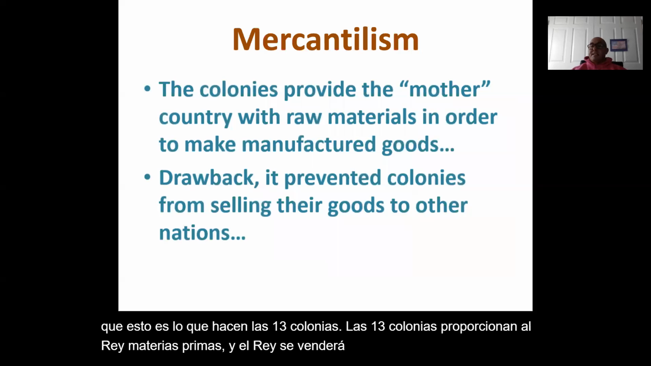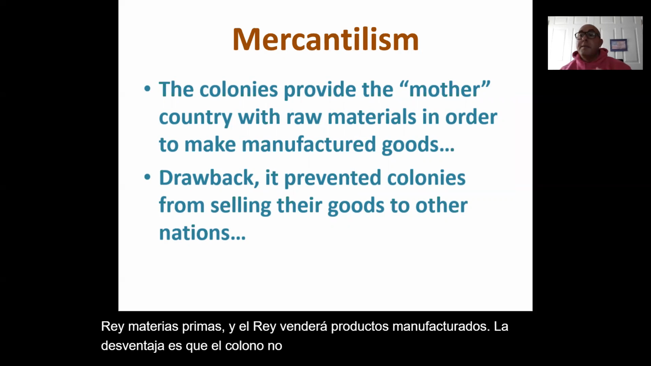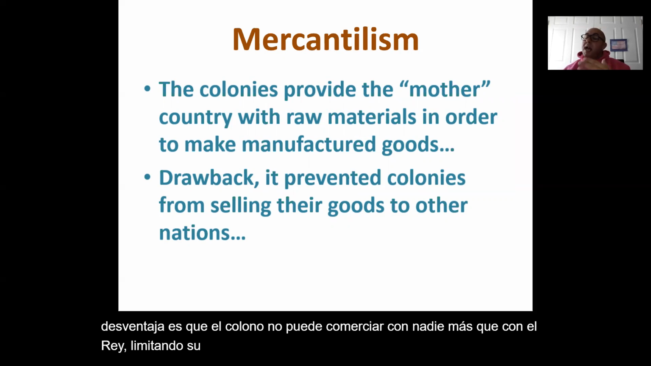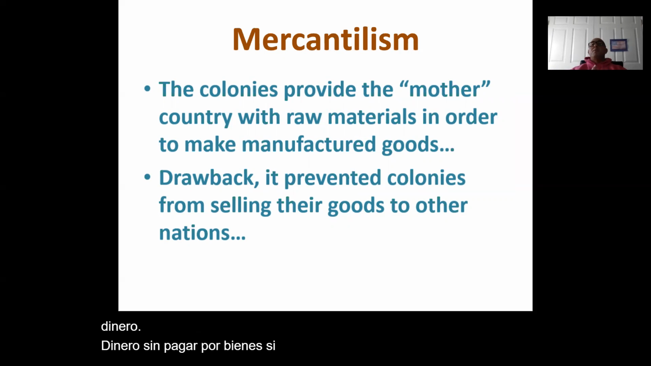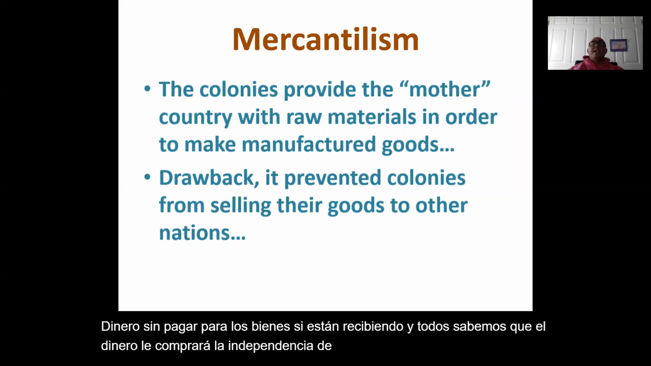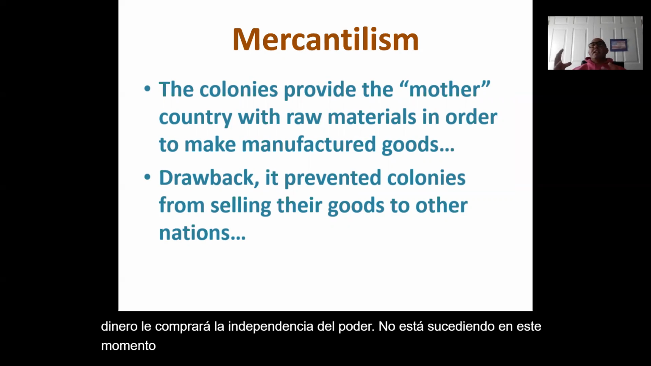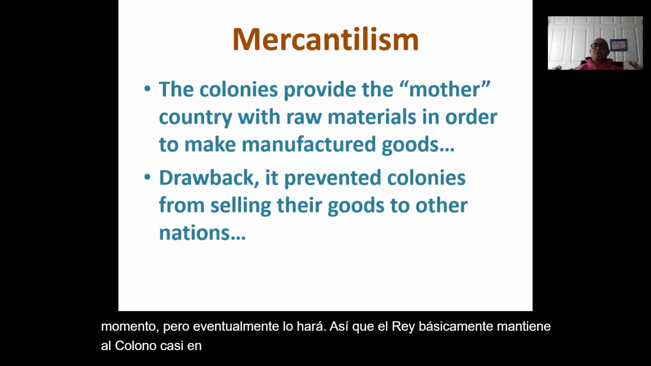The downside is this: the colonists cannot trade with anyone but the king, limiting their freedom, also limiting their ability to make more money and pay less money for goods that they're getting, and we all know money will buy you power, independence. It's not happening right now, but eventually it will. So the king is basically keeping the colonists almost in an adolescent stage, not letting the colonists grow.